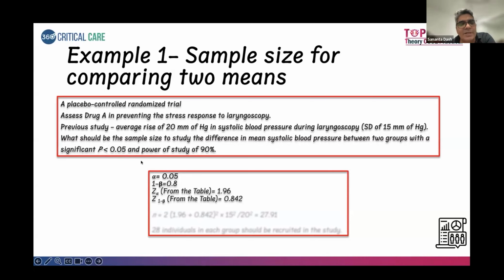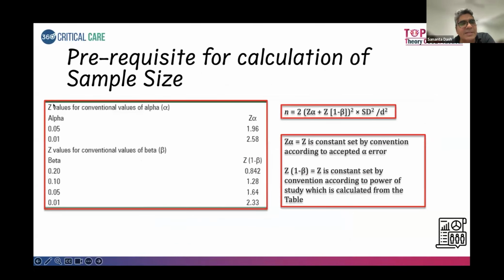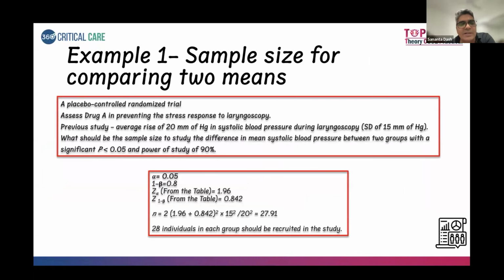Z alpha from the table that we saw earlier in this page, as you can see, Z alpha 0.05 is 1.96, and Z1 minus beta at 90% is 0.10, which is 1.28. So this is a constant that you take from this table and put it here. All right, so you have Z1 minus beta 0.842.